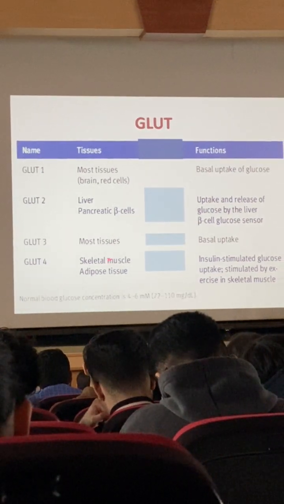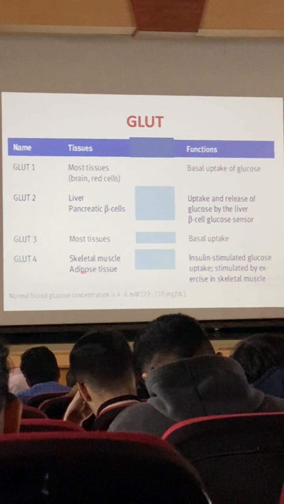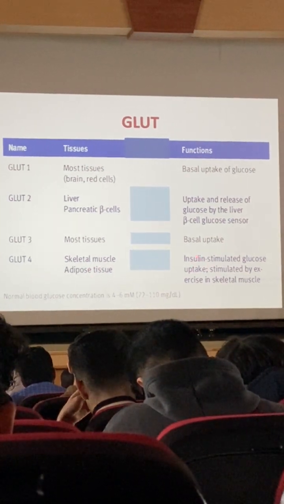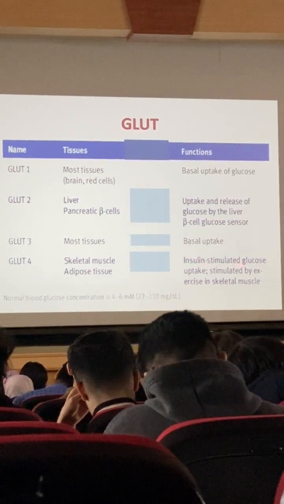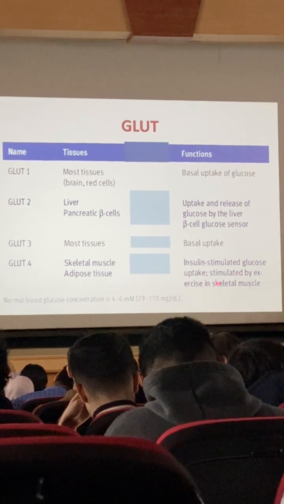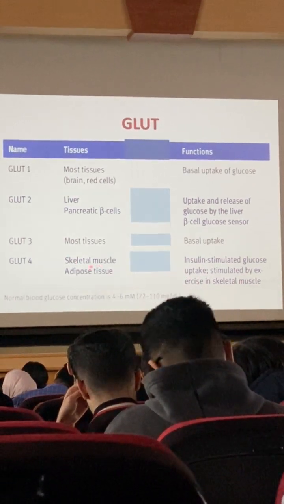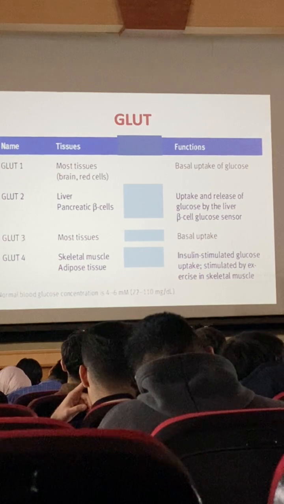GLUT 4 is present in skeletal muscle and adipose tissue or fat cells. It has insulin-dependent, insulin-stimulated glucose uptake, also stimulated by exercise in skeletal muscle.